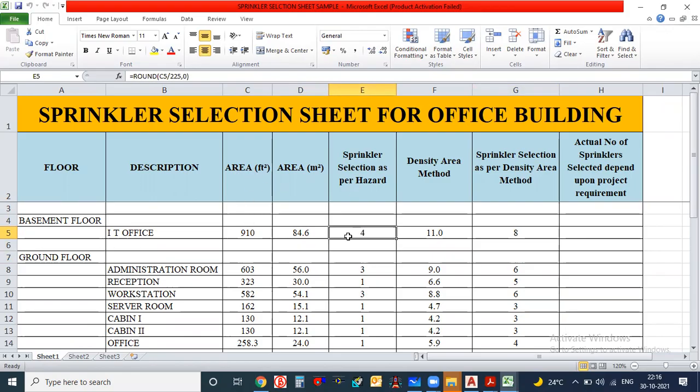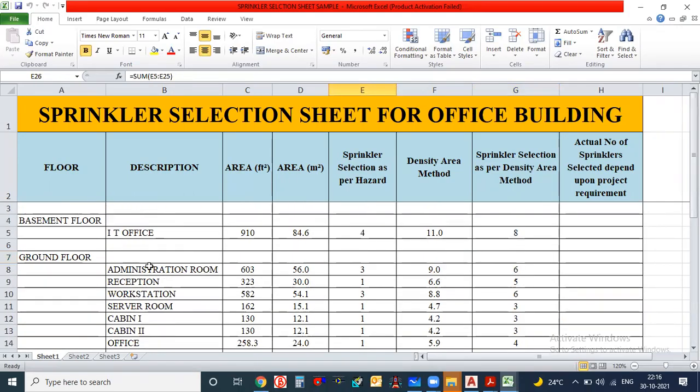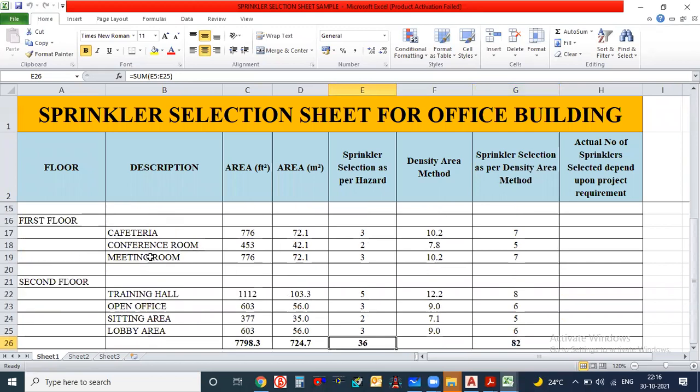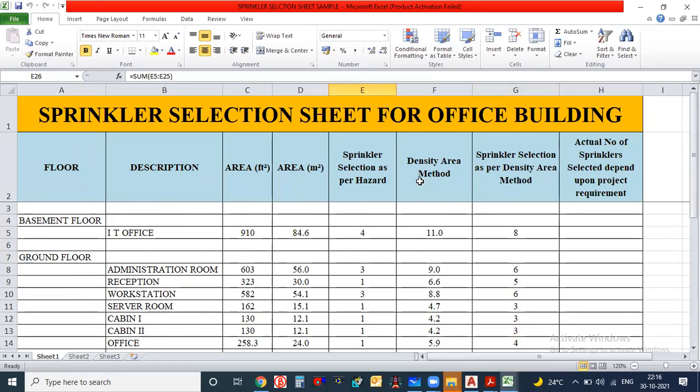Simply I will divide square feet by 225 square feet, because the maximum protection area for light hazard is 225 square feet. If you are doing it for ordinary hazard, just change this value to 130. So like that, I will get a certain number of sprinklers here, if I know exactly in which area, in which place I am keeping the sprinkler.